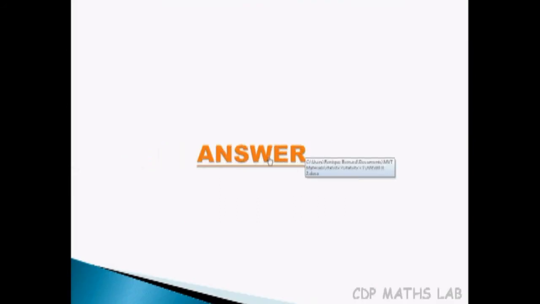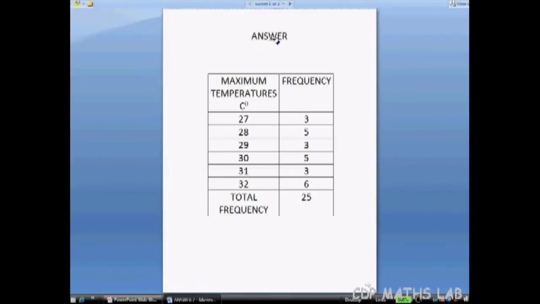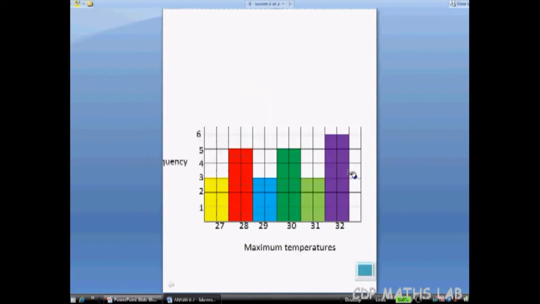Answers. Now here we have the frequency table for the first part of your answer. So if you had this frequency table, then your answer would be correct. And here now we have our histogram.